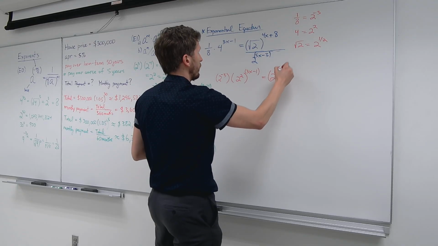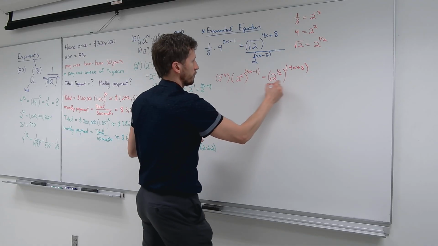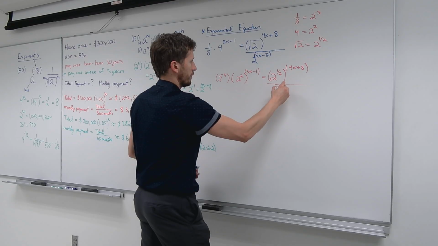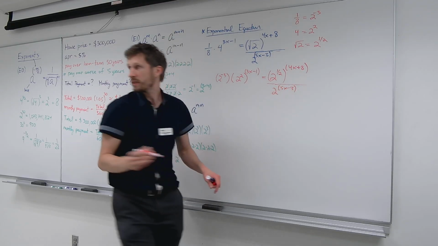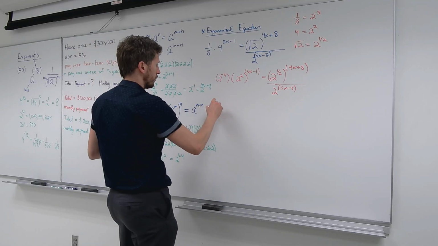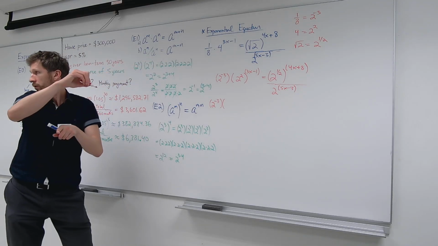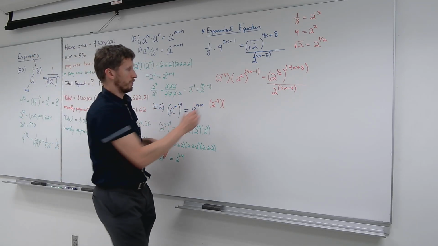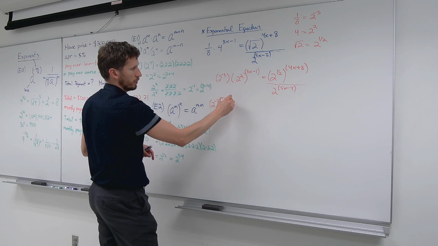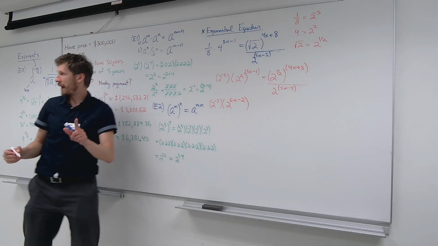To the what? That power, 4x plus 8. And then what is this at the bottom? 2 to the what? 5x minus 3. So let's simplify this the best we can. Let's keep the negative 3 by itself for now. 2 to the negative 3. And what is this? You remember how we multiply those? What's 2 times all this stuff? 2 to the what? What's 2 times 3x minus 1? Exactly. So that's what that ends up to be.